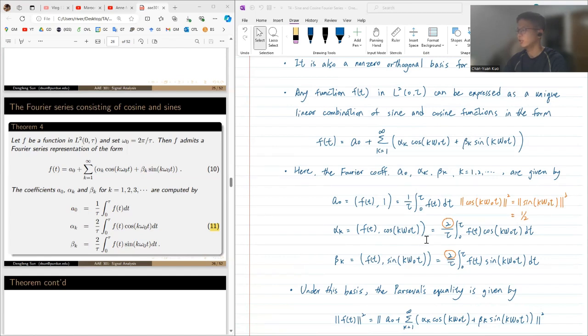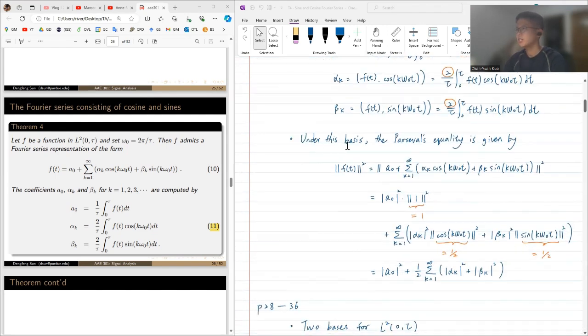And if you follow the definition of the inner product, in the end, you will get alpha k equals 2 over tau times the integration of f of t times cosine of k omega naught t from 0 to tau with respect to t. As for beta k, it will be equal to 2 over tau times the integration of f of t times sine of k omega naught t from 0 to tau with respect to t.